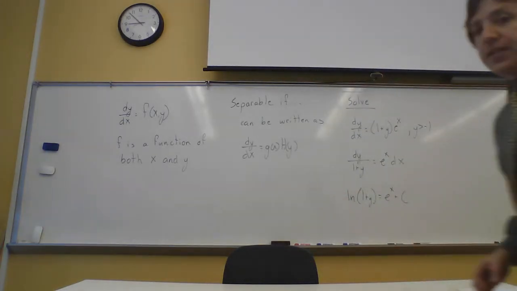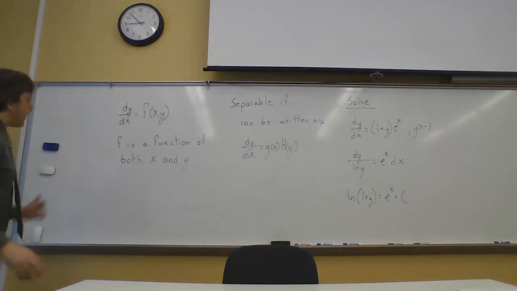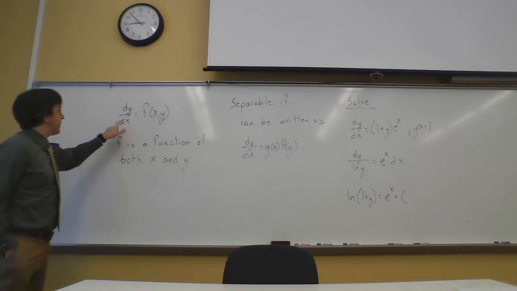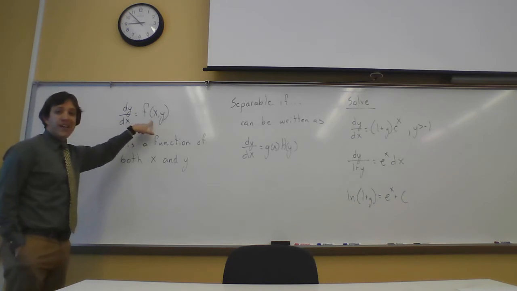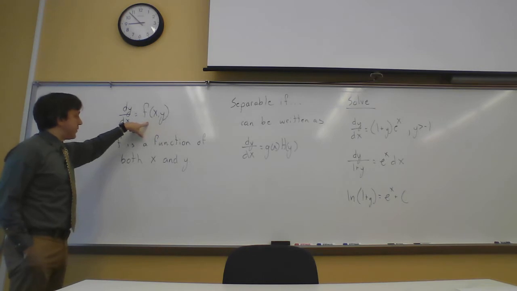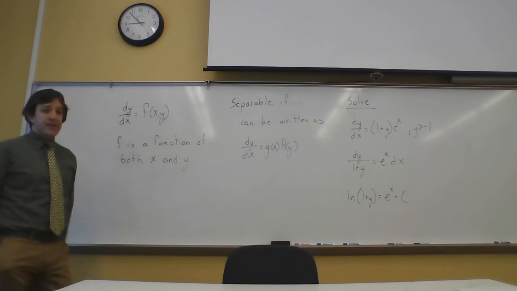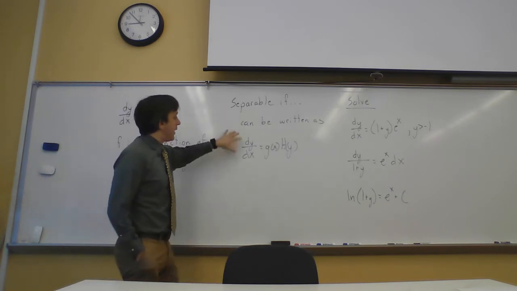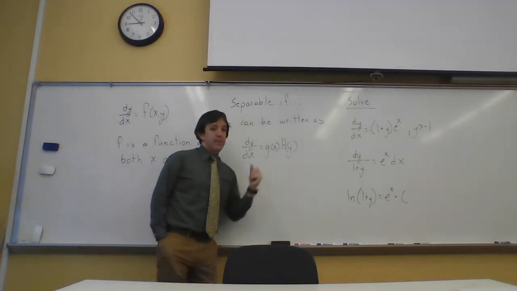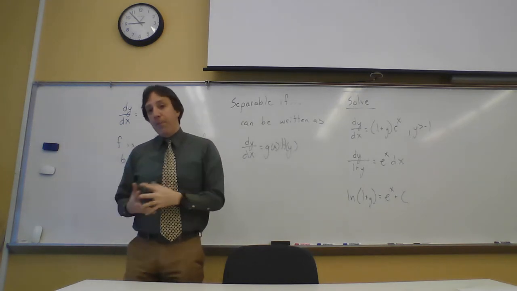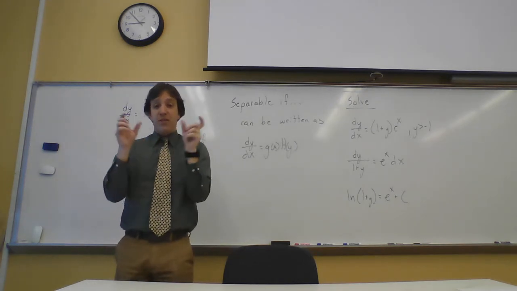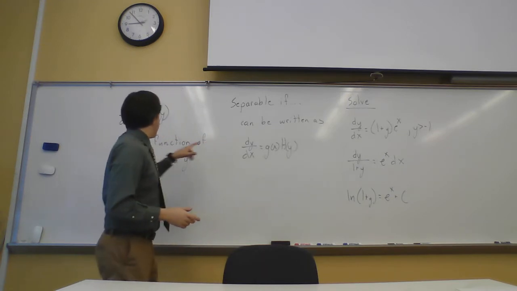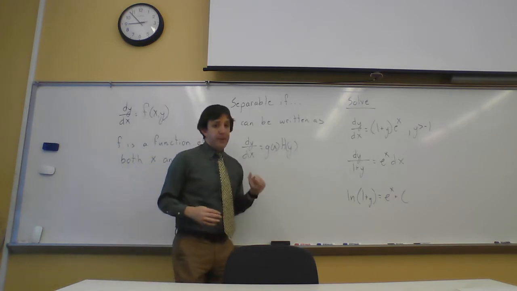All right, so continuing on, let's look at what separable differential equations are. So let's say we have dy dx and it's equal to f of x comma y. This is a function of two variables, okay? F is a function of both x and y. It's separable if it can be written as dy dx is equal to g of x times h of y. Basically, it's a separable function if you can write two functions, one for x, one for y, and the function you started with is just the two of them multiplied together.